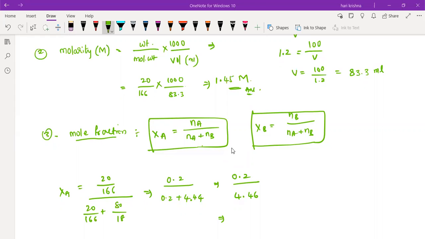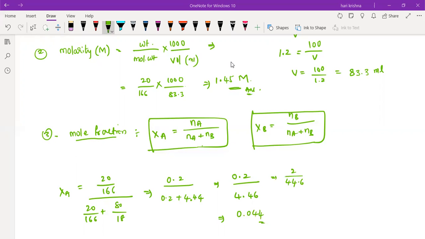Got the answer? 0.998. 0.98, sir. 0.98. Check it once again. So if you remove this, 0.2 by 4.46, right? So at least you'll get 0.044. This much you'll get. This is not correct. This is the XA value.